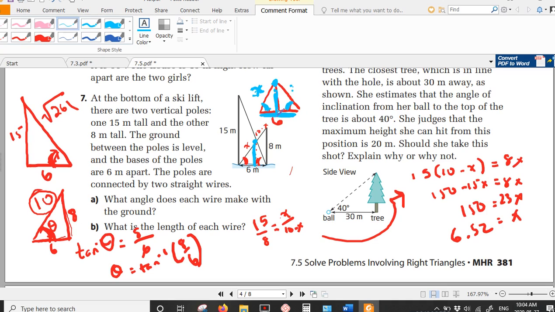If I look at this, 6 is actually going to end up being useless, because we don't know if this 6 will be split exactly in half, and we cannot assume that it will. So this 6 is essentially useless. I need to find at least one of these two sides in order to use SOHCAHTOA.